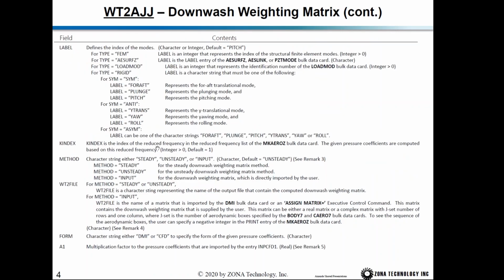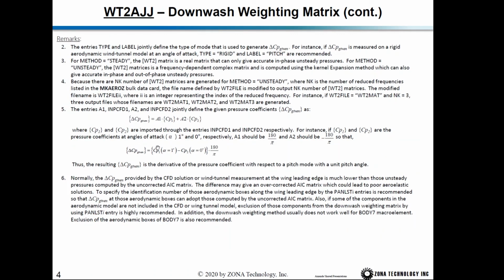Then WT2AJJ will calculate the dCp by d alpha using this equation. So if this one is computed at alpha equals 1 degree, and this one is computed at the angle theta of 0 degrees, A1 should be 180 divided by pi, and A2 should be negative 180 divided by pi. So WT2AJJ uses the finite difference to calculate the dCp by d alpha, say.